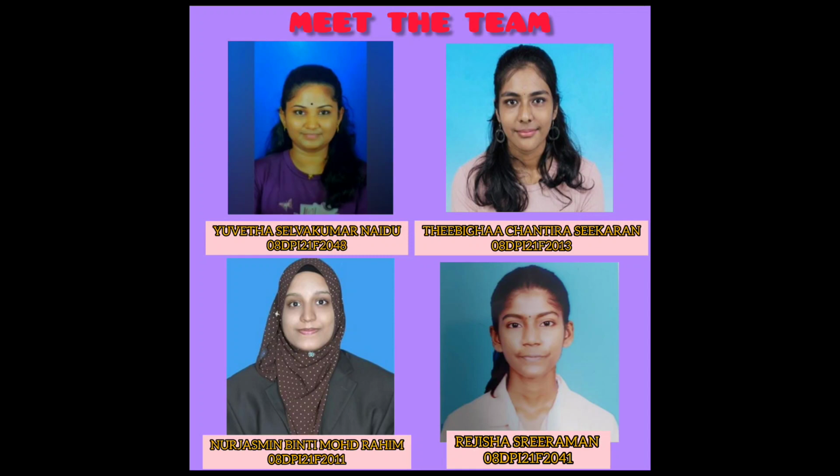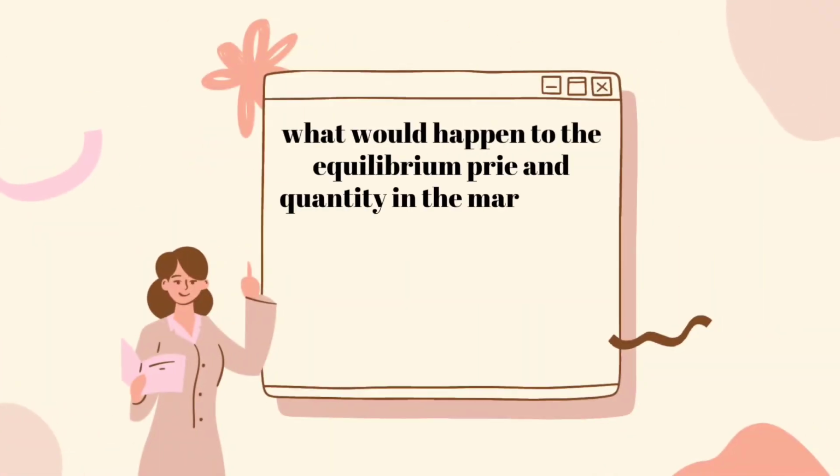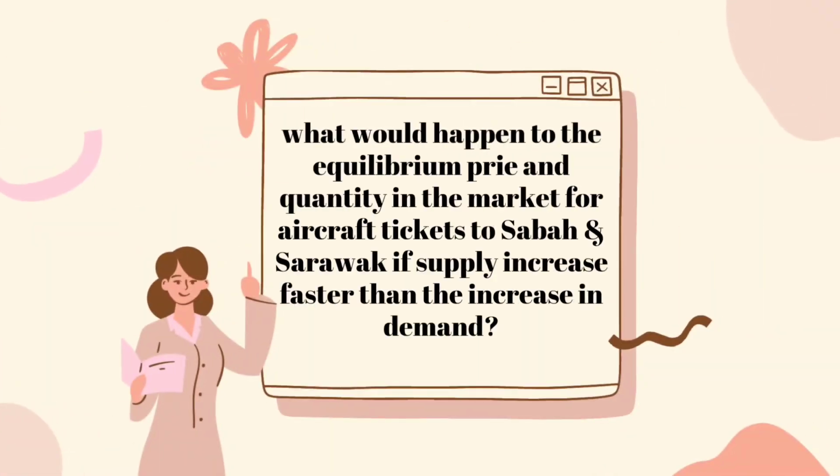So me, YUVETHA, and my other team members, DPI1A, Jasmine, and REJISHA are going to discuss market equilibrium under the microeconomics subject. What would happen to the equilibrium price and quantity in the market for aircraft tickets to Sabah and Sarawak if supply increased faster than the increase in demand?